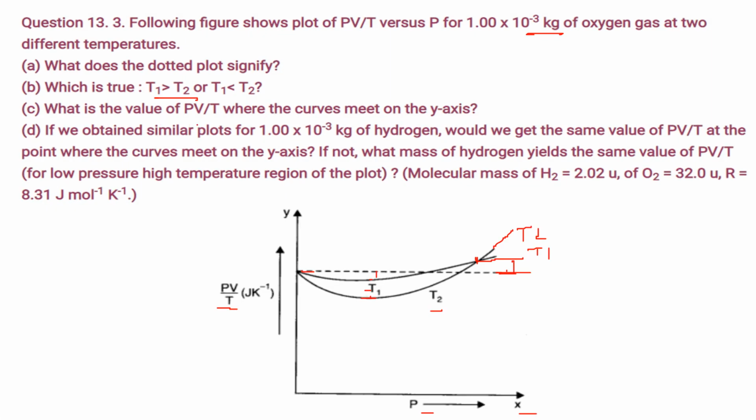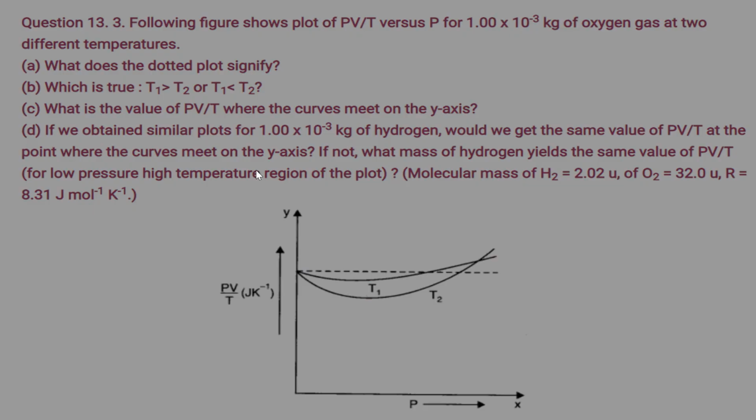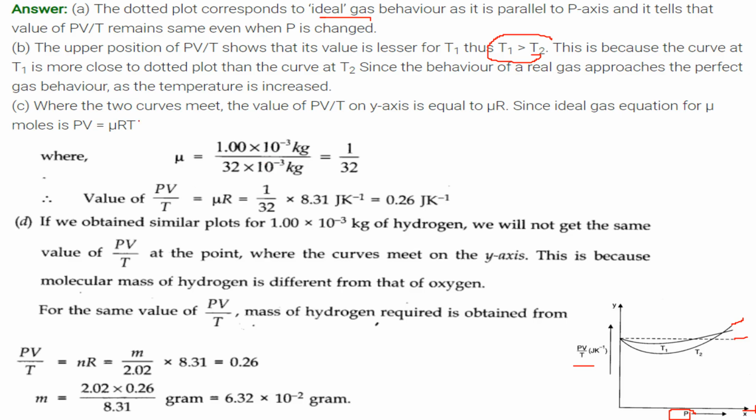Now, what is the value of PV by T when the curve meets the y-axis? So when it is going to meet the y-axis, we have to find this value. How to find it? We will use the formula. We know that when PV by T is on the y-axis, this P is on the x-axis. We know that PV is equal to mu RT, and mu is the number of moles. So in order to find mu, just take P and V and R and T, all these values.